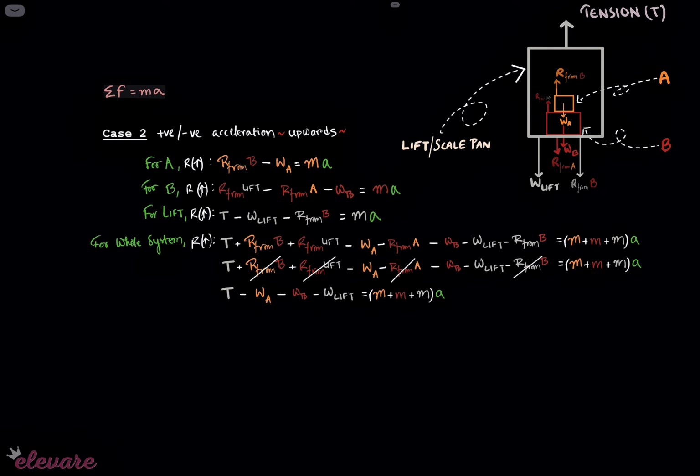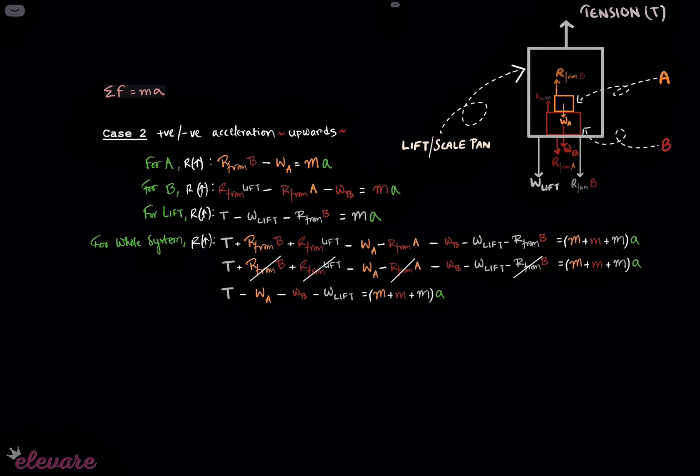You can see for A, resolving upwards this time because we're accelerating upwards. We're moving upwards, hence we're going to take up as the positive direction. If we do that, then notice the forces that are acting on A. We've got the reaction from B upwards, and downwards we have the weight. So it's going to be R from B minus WA is equal to mass times the acceleration. And keep in mind again, the mass is of A only, not any other mass.